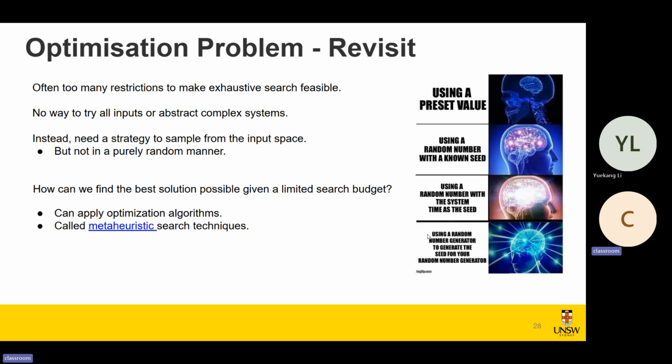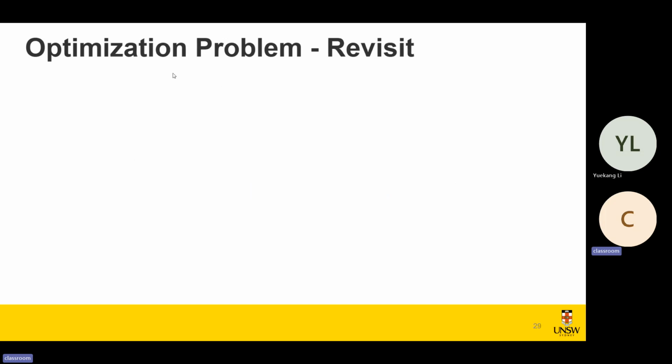And the best solution here is to use a random number generator to generate the seed for the random number generator. And this random number generator for generating the seed is actually considered the meta heuristic here. It's like the heuristic for heuristics. So basically, it is some meta heuristic that can help us derive some other heuristics. So this is the basic idea.